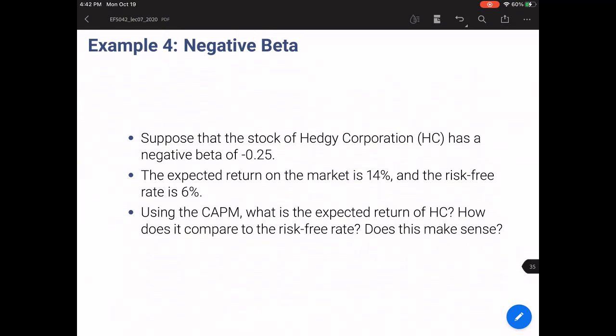Slide 35, we have another example. Suppose we have a stock of a corporation called Hedgie, and it has a negative beta. Its expected return on the market is 14%, and the risk-free rate is 6%. Let us use CAPM to determine what the expected return of HC is, and see how it compares to the risk-free rate and whether it makes sense.